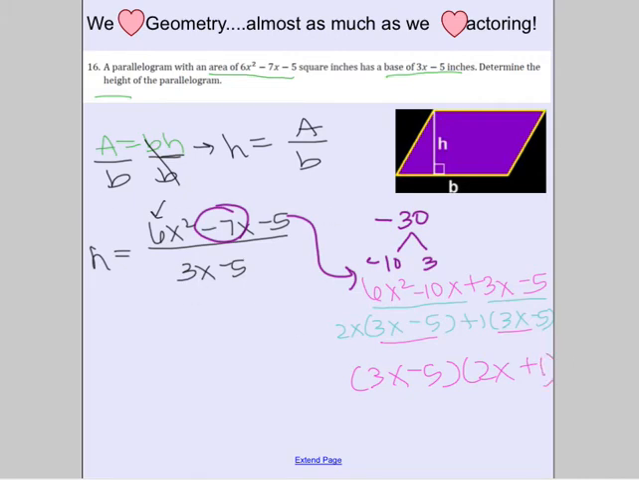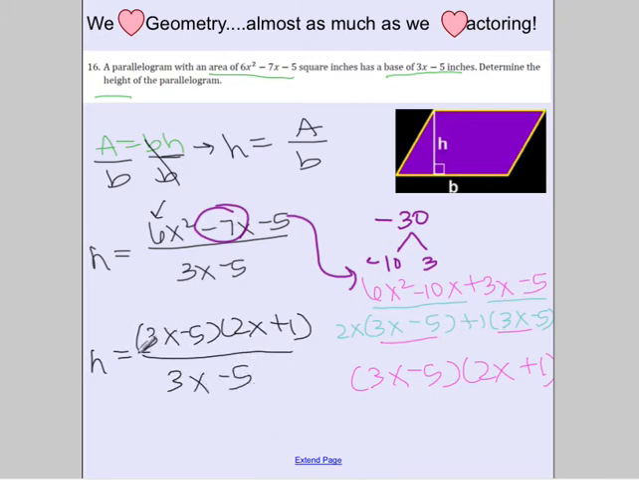So I would go ahead and continue my problem here. I would say, well, the height is equal to 3x minus 5 times 2x plus 1, all over 3x minus 5. And I would notice that the 3x minus 5s will cancel, so the height of your parallelogram is 2x plus 1. There's other ways that you can factor this.